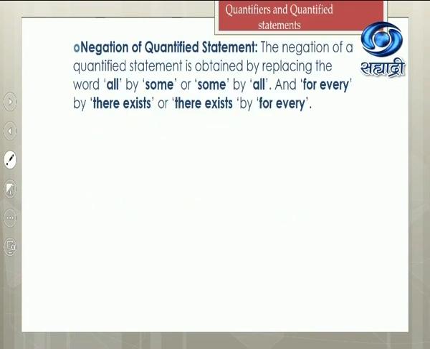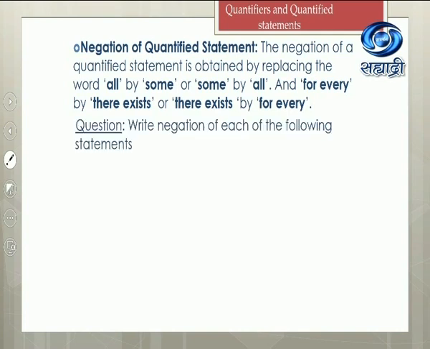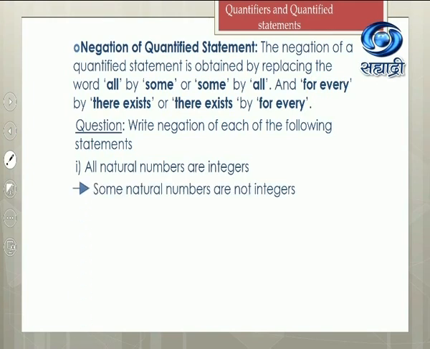Negation of quantified statements. The negation of a quantified statement is obtained by replacing the word all by some or some by all, and for every by there exists, and there exists by for every. In short, students, universal will be replaced by existential and existential will be replaced by universal. Write the negation of each of the following statements. All natural numbers are integers. So here the negation will be: some natural numbers are not integers.